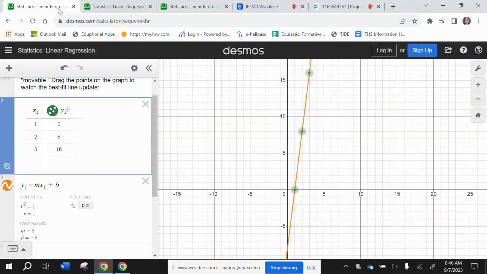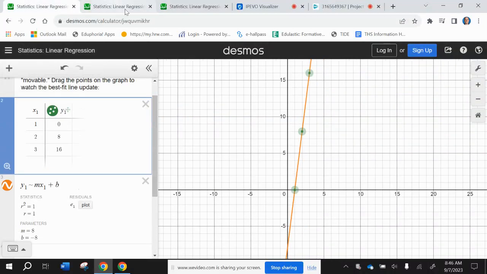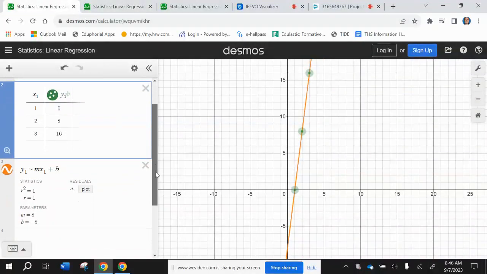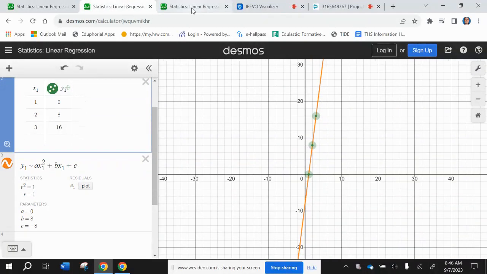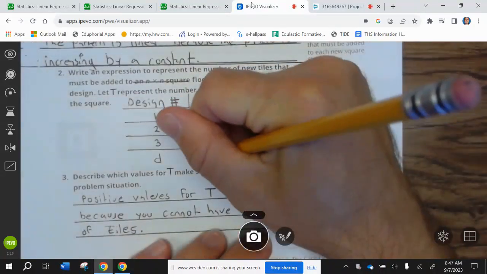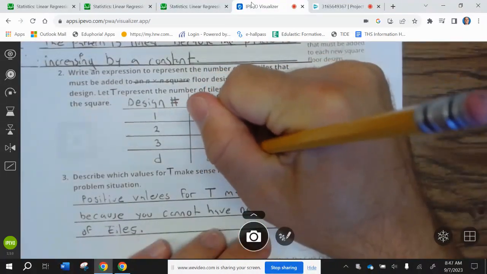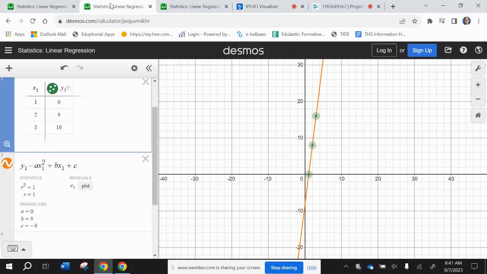So then linear was a perfect match, and quadratic was a perfect match, but there's a little thing about quadratic we'll show you in a second. So let's write the equations down. So let's write down this one first. So this would be 8d minus 8. Okay. But let's go ahead and write down the quadratic one.